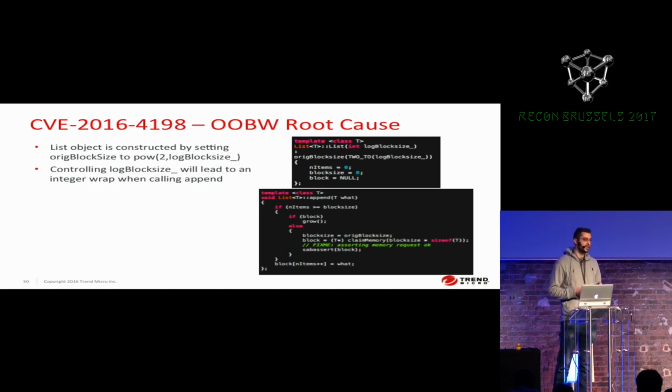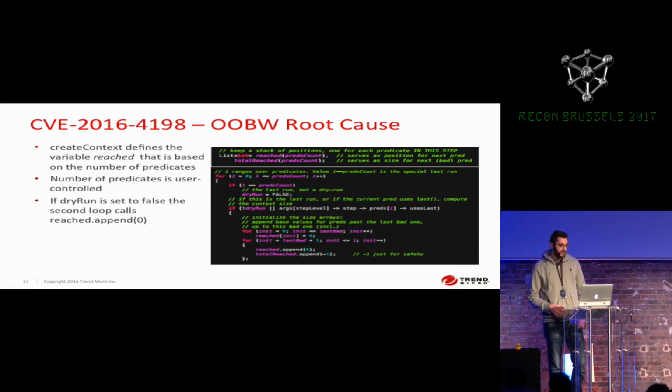In the constructor, a variable called original block size is set to 2 to the power log block size, and there's no check against that value whatsoever. In append specifically, that value is used in an allocation of a buffer, and then a value is appended to that specific block. The nice thing is that if someone controls that size, that length, then they can trigger some kind of integer wrap, eventually allocating a very small buffer and then writing out of bound to that object.